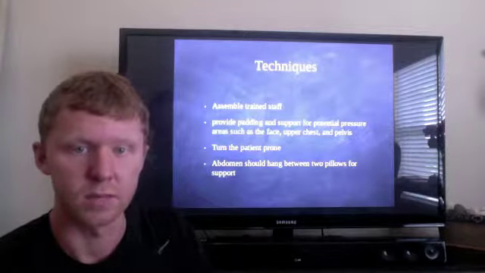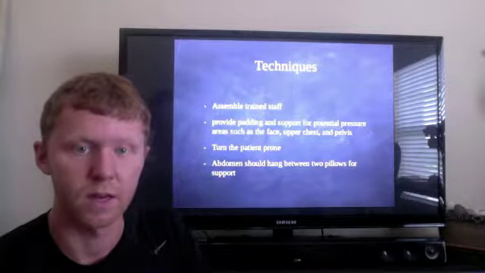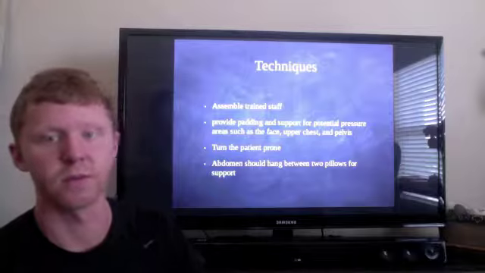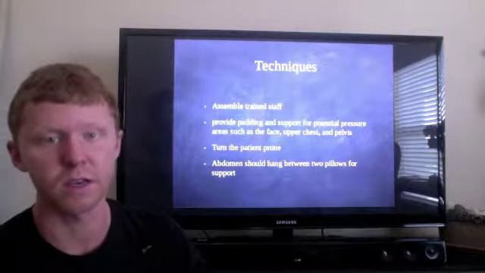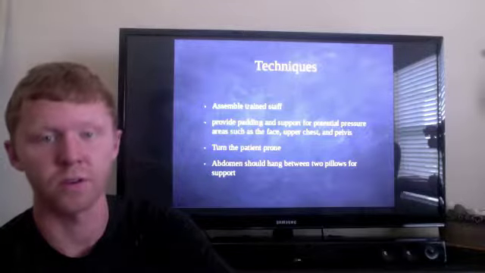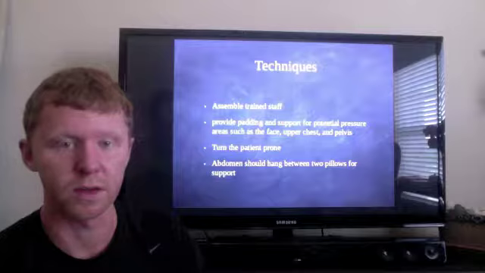So some techniques: the first thing you want is to assemble a trained staff, and then provide padding and support for potential pressure areas such as the face, upper chest, and pelvis, and then turn the patient prone, and the abdomen should hang between two pillows for optimal support.